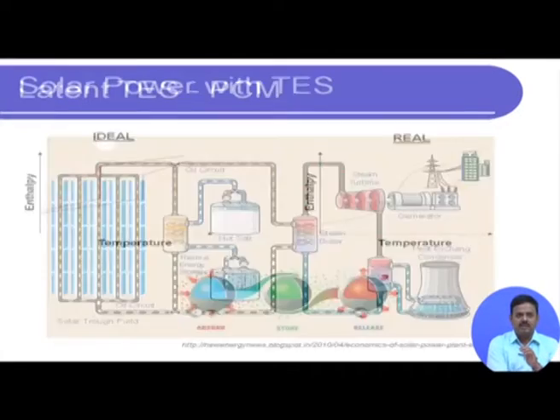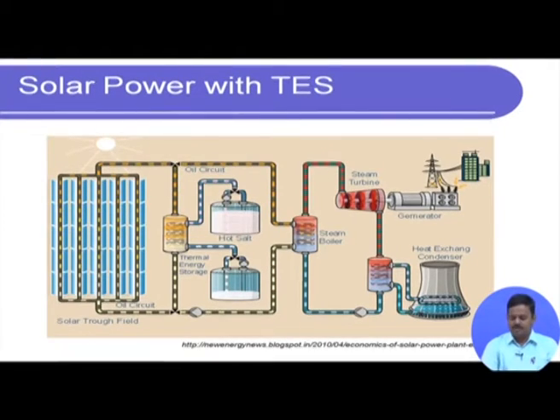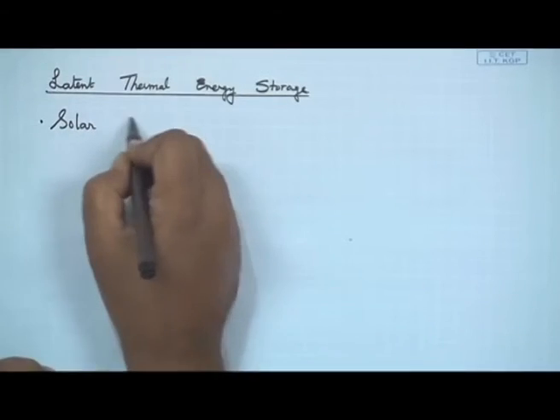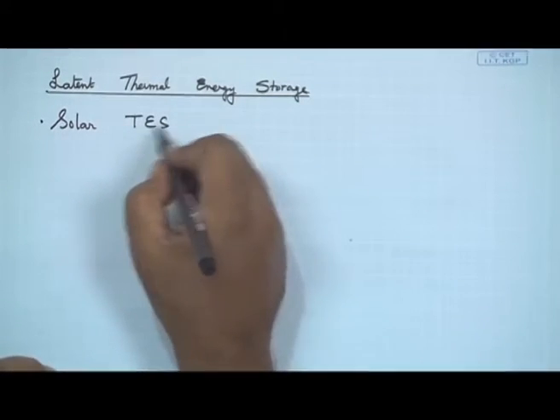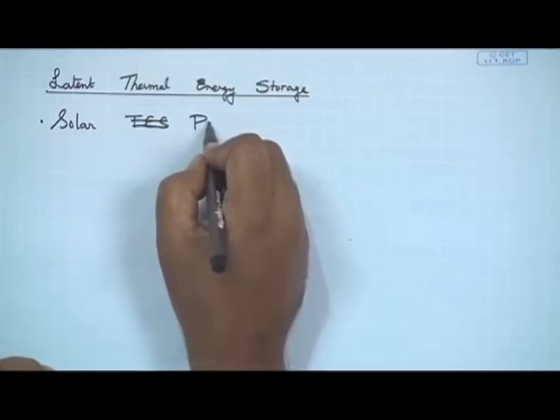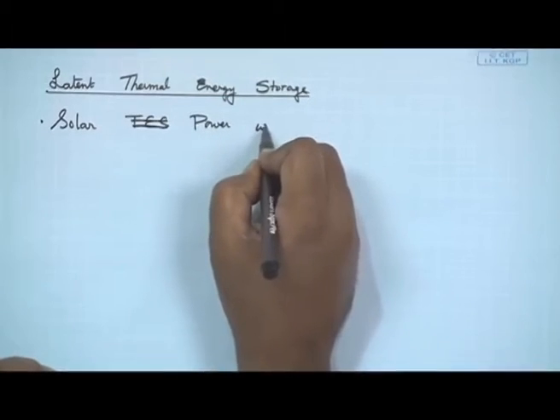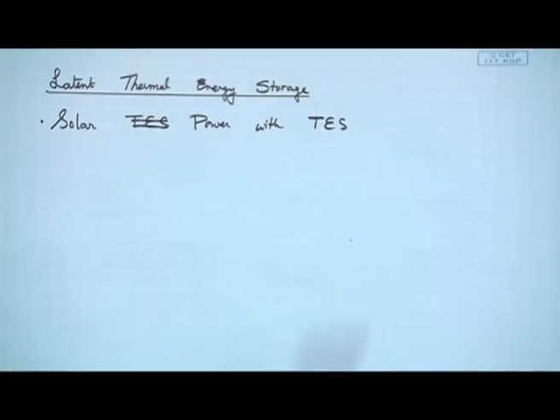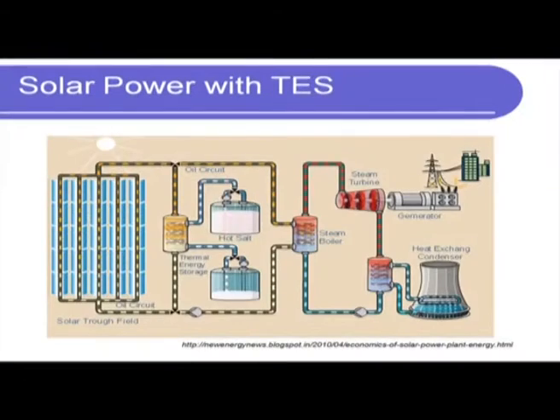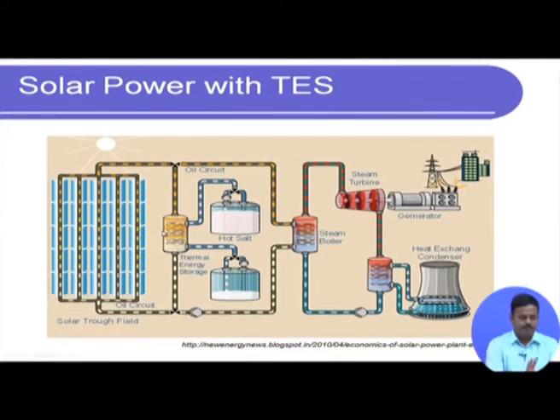What we will do next is look at 3 examples, and the first one is just an example here. You can think of a lot of other variations using the same principle. So, I would say solar power with thermal energy storage. What is happening here? Let us look at this picture and try to see how this works. Okay.